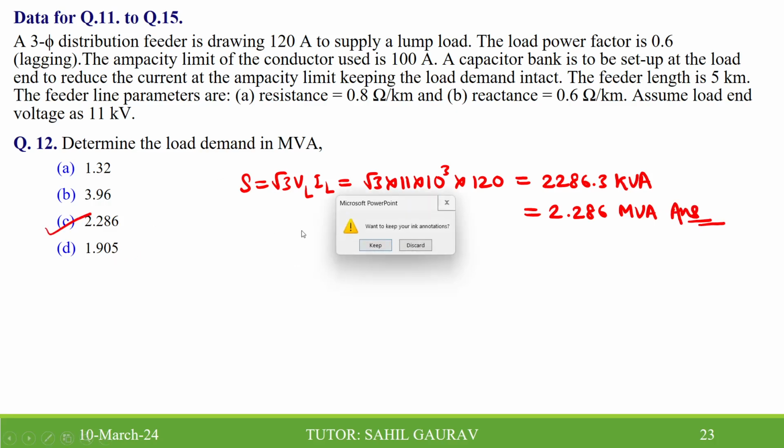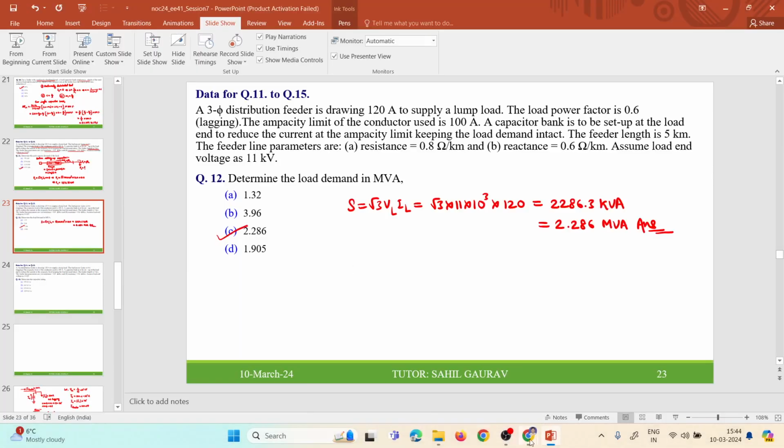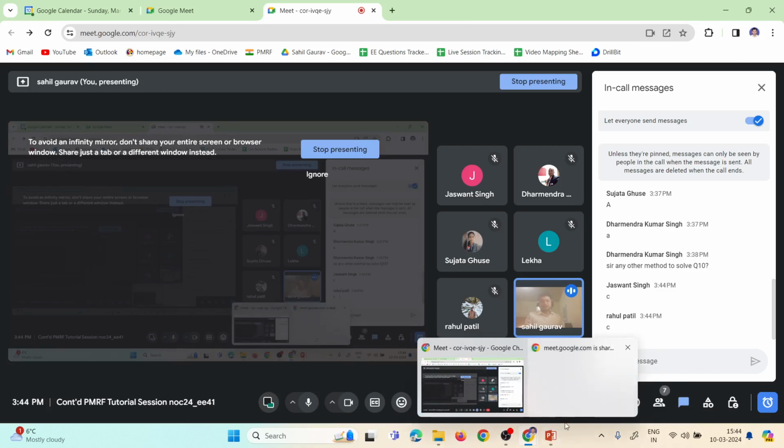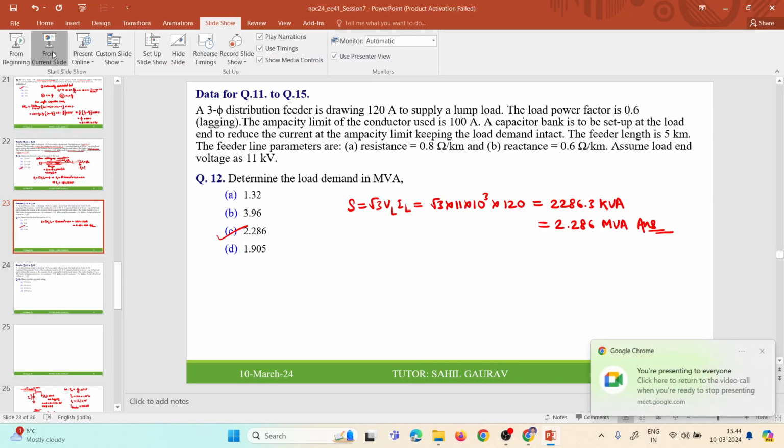Anything you want to discuss till here, we can discuss. Otherwise, we can move forward. Yes, C is the correct answer. Jaswant, Rahul, both of you are correct.